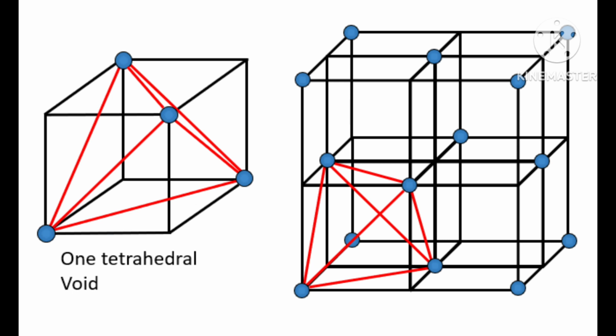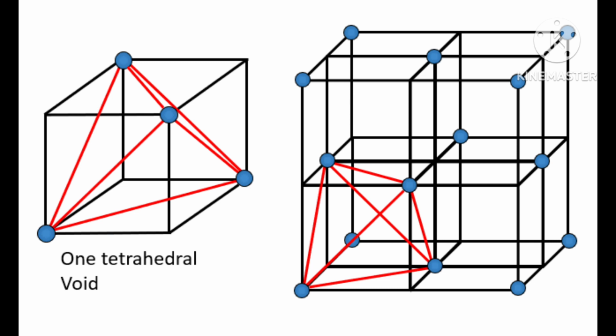Then out of the 8 small cubes, you take any one cube, and on this cube, atoms at alternate corners are there.